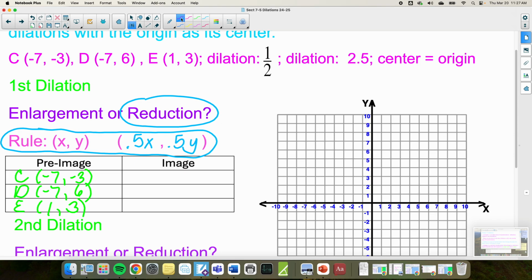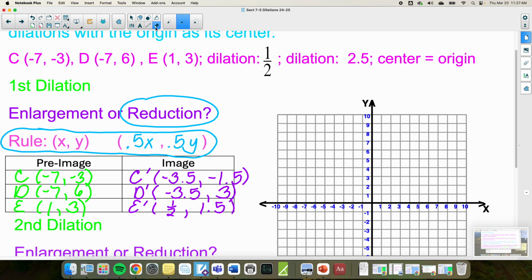So 1/2 of -7, so when I do C prime, that would be -3.5. 1/2 of -3 is -1.5. When I go to D prime, 1/2 of -7 again is -3.5. 1/2 of 6 is 3. When I go to E prime, 1/2 of 1 is 1/2. And 1/2 of 3 is 1.5. And I don't know why I put that as 1/2. You could certainly, but I'll just stay consistent and put that as 0.5.